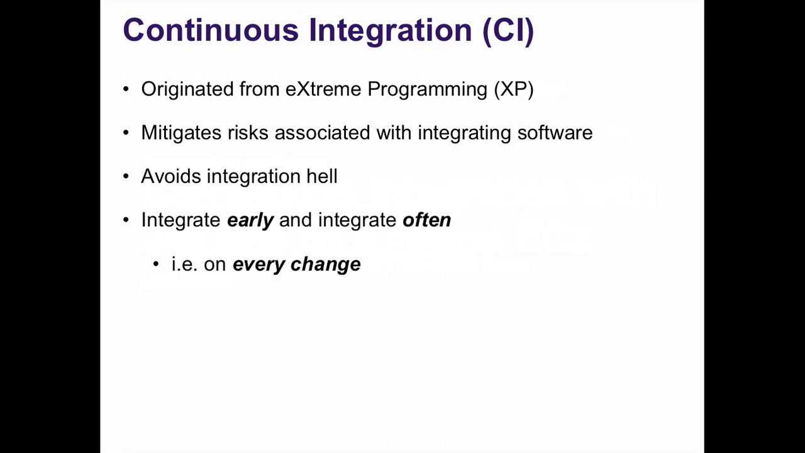So rather than waiting until all the components are developed and then spending weeks or even months working out the bugs that will inevitably arise when components are integrated on a project, CI says that we must integrate early and we must integrate often, and indeed it actually goes so far to say that we must integrate upon every single change. So every time a developer pushes new changes to the repository, then ideally the project code should be checked out, it should be built, in other words compiled, and all of its tests should be run.